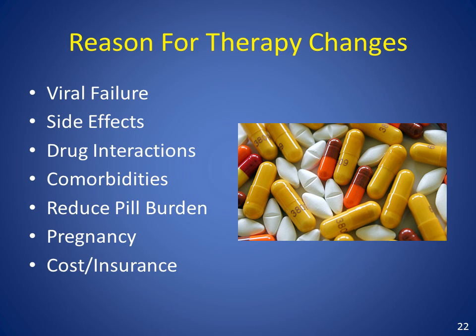There are multiple reasons for why we might need to change someone's therapy. The first and most common is viral failure, and that's when the patient is on medications, the virus continues to replicate. This could be due to multiple things. Either the patient is missing doses of the medication and allowing the virus to replicate and develop resistance to the medications. Or it could be that the virus had resistance to the medications already and was just never detected during a resistance test.